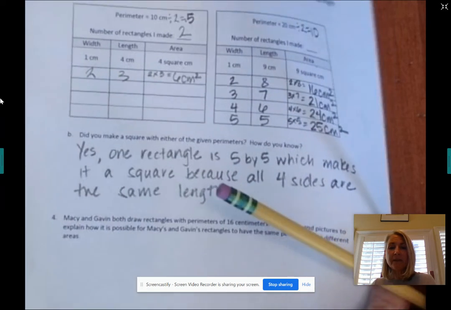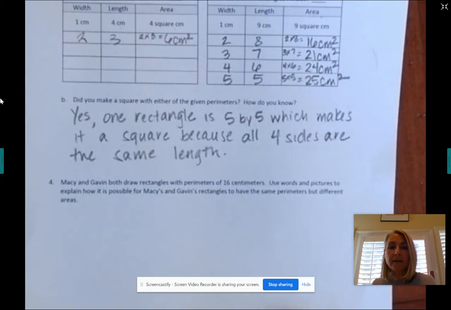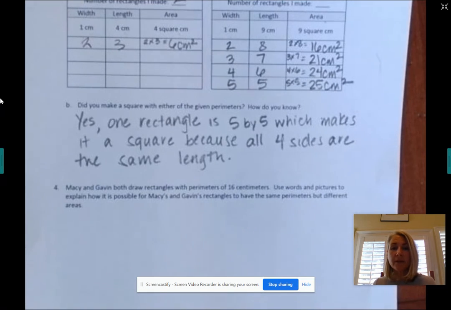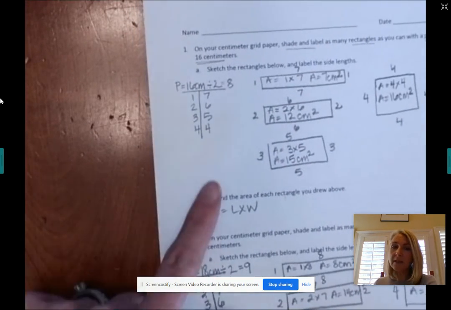Macy and Gavin both draw rectangles with perimeters of 16 centimeters. Use words and pictures to explain how it is possible for Macy and Gavin's rectangles to have the same perimeters but different areas. So have we already done a 16 perimeter? We did on the top.